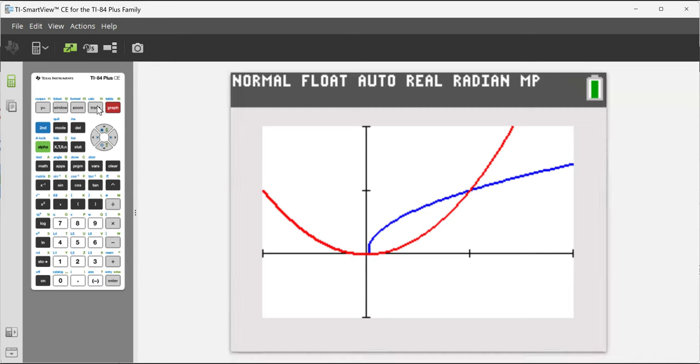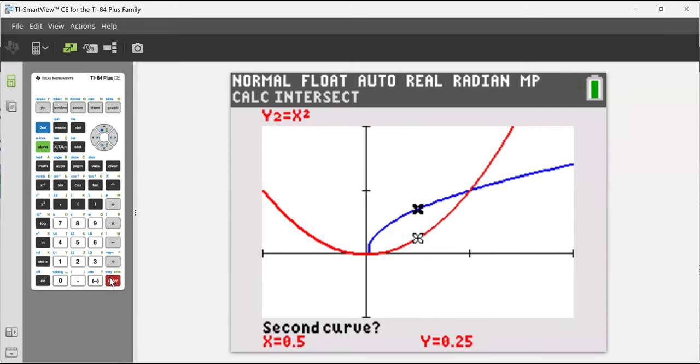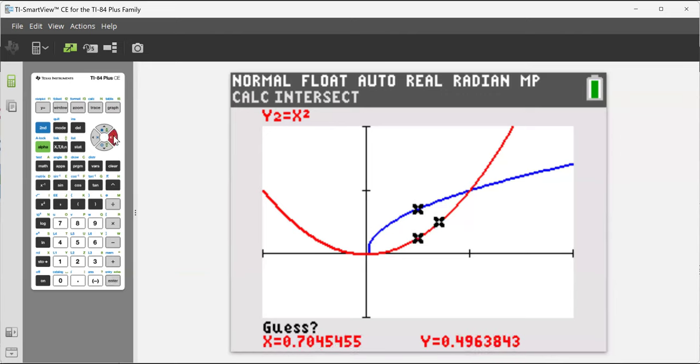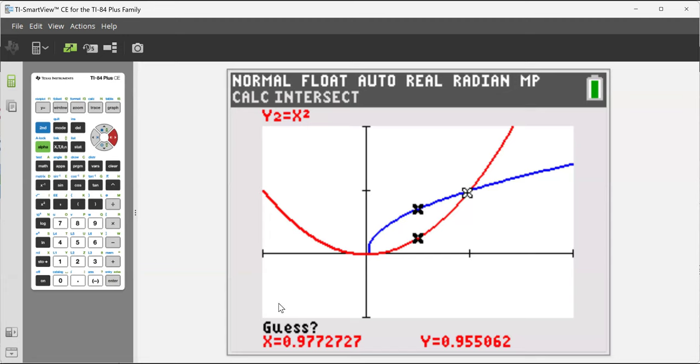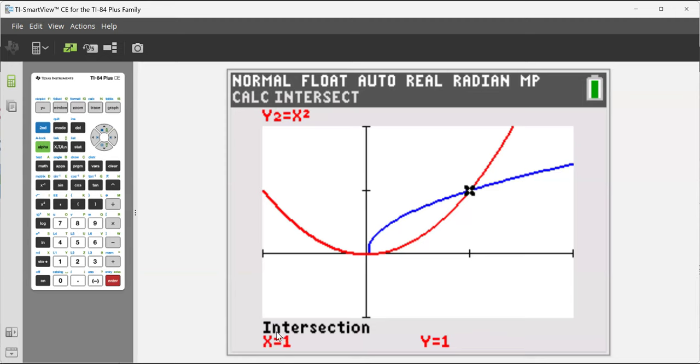So we can see the region, and hiding up in this blue menu up here, you'd get it by pressing the second button and then the trace button. Your calculator will also find points of intersection for you. If you press intersect, here's the first curve, here's the second curve. Because there can be multiple points of intersection, in this case there are clearly two, one here and one there, it asks you to move the cursor somewhere close to the point of intersection you're looking for. That's what it means when it says guess. So we press enter and we get snapped to the point of intersection.